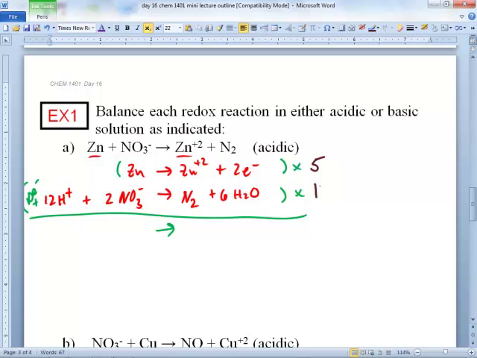You can write 5 zinc and 5 zinc plus 2s and 10 electrons. You rewrite this whole thing. But I think it's cleaner if you just see, okay, I have 5 times the zinc. All right, I'm going to add up all the reactants and put them down here. I'm going to add up all the products and put them on the product side. So I have 5 zincs. Oh, I should cancel these guys out. All right, 5 zincs, and then the bottom half reaction plus 12 H pluses plus 2 NO3s.